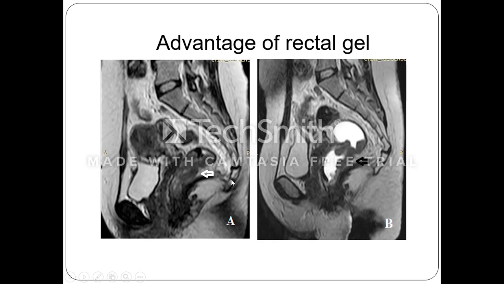These images show the advantage of using the rectal gel, where the exact site and length of the tumor can be obtained. Also, the distance from the anal verge can be easily measured.